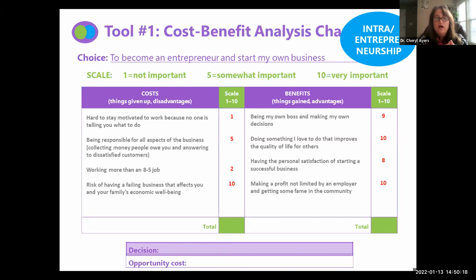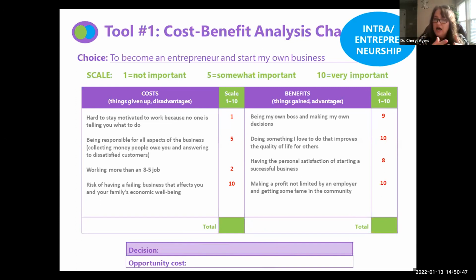So for example, here, I'll just read the lowest scoring thing I give up: having to stay motivated, because no one's telling me what to do. Well, I'm an overachiever, which I'm always saying I'm in recovery, so I don't need people to tell me what to do. So I'm going to give that a one. I gave another a 10 because if this business fails, this could mean that my children don't eat, for example.